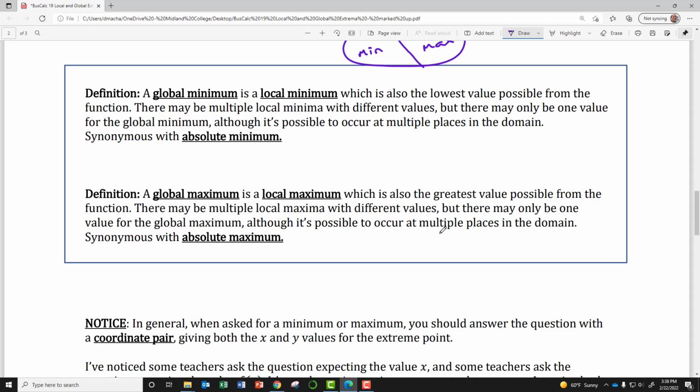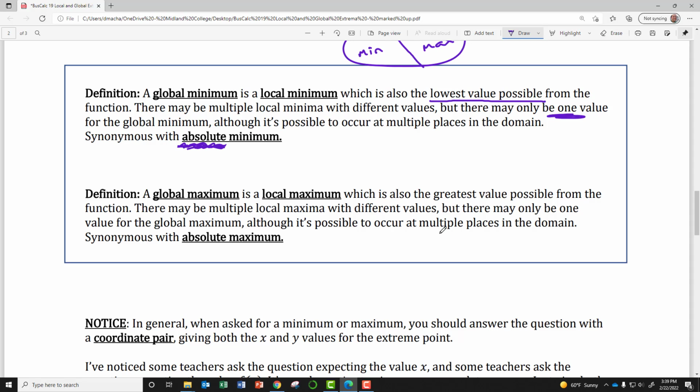Okay, now let's talk about global minimums and global maximums. A global minimum is a local minimum which is also the lowest possible value from the function. There might be multiple local minima with different values, but there can only be one value for the global minimum. Although it's actually possible to reach that global minimum at multiple places in the domain. So this is synonymous with absolute minimum. So absolute and global mean the same thing. You might see either one.